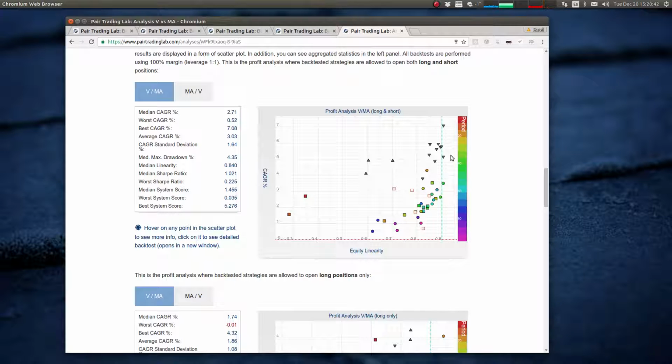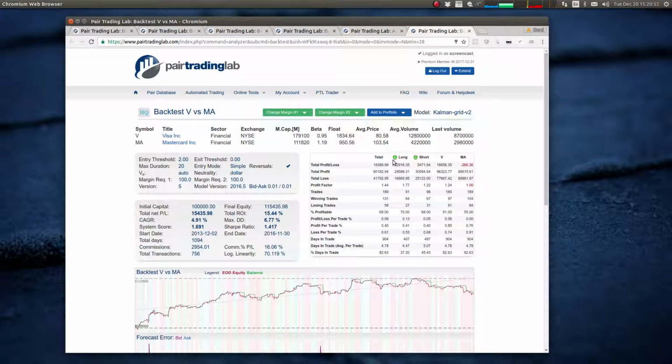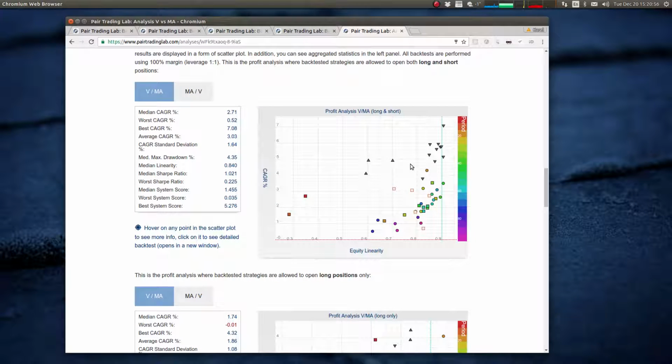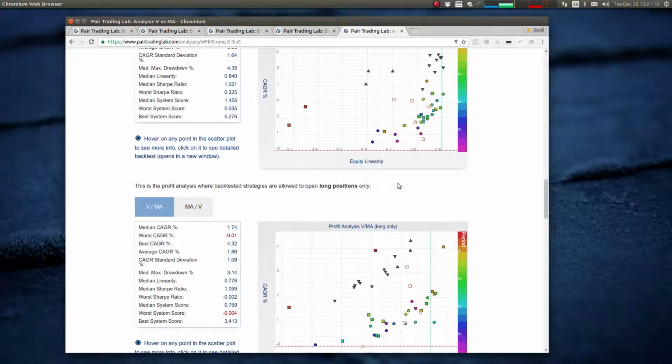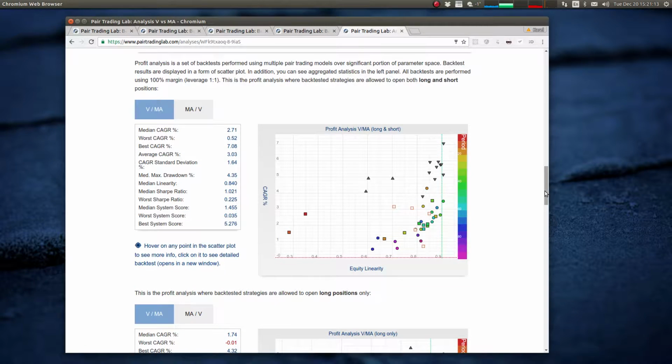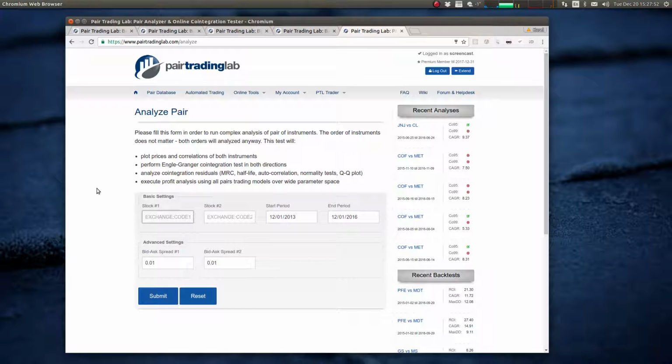Kalman Grid doesn't perform that well, but still better than any other models. Yeah, we can see it here. So for this particular pair, the Kalman Auto model is the clear winner. Yes, no doubt.